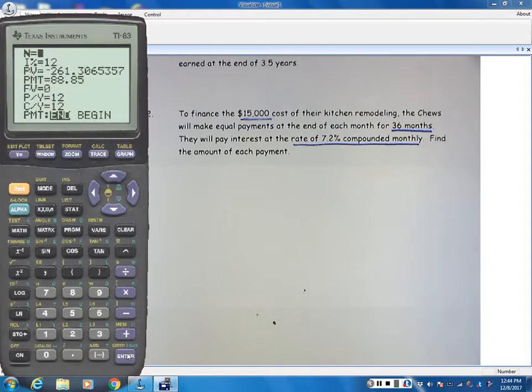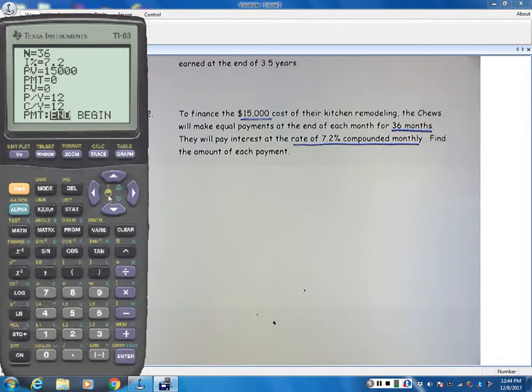And it says that they're going to make 36 payments, so the number of payments is 36. The interest rate is 7.2%. The present value of the loan is the actual amount that they're borrowing, and since that money is coming to them, that's cash inflow. But it really won't make any difference. It's going to tell us the payment is a negative amount because that's cash outflow. So we're going to solve for the payment amount.